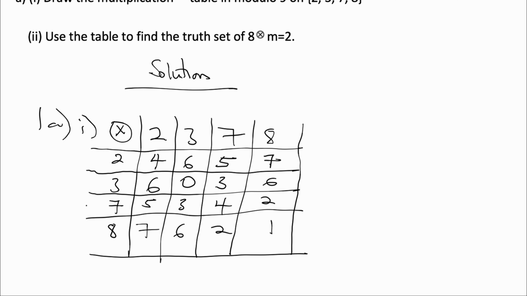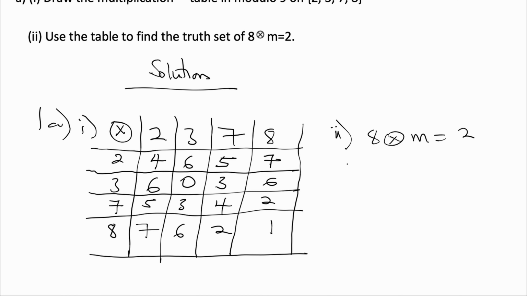Okay, so this is how our table will look. So we are done with question 1AI. So let's move on to AII. Now we are using our table to find the truth set of 8 times m is equal to 2. What this means is we are finding the value of m. So m is any number that when multiplied by 8 in Modulo 9, we get 2.